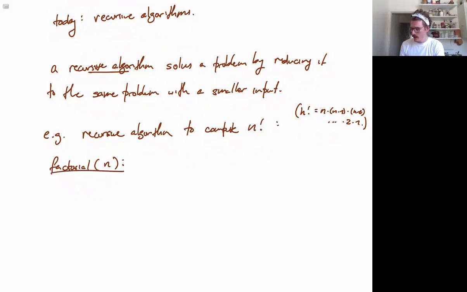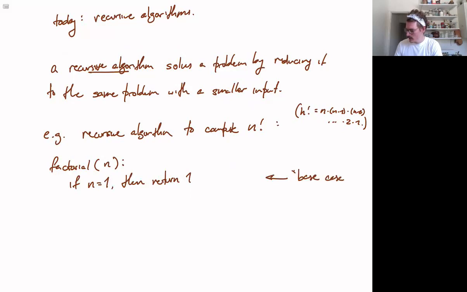So here's our little algorithm. What it does is first, we check if n is equal to 1, and if it is, then we return 1. So this we should think of as our base case. 1 factorial is 1. And then otherwise, we will return n times the same algorithm applied to the input n minus 1.